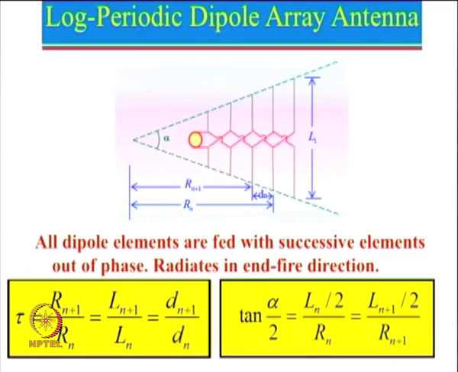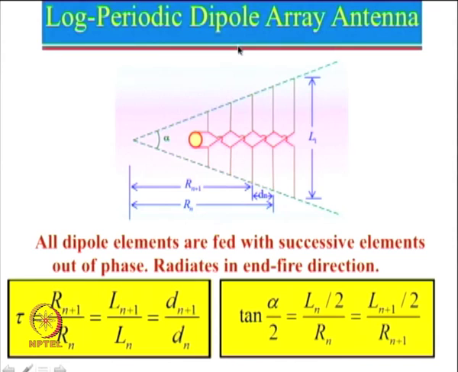So let us start with the log periodic antenna. This configuration here shows a log periodic dipole array antenna. Instead of dipole elements, many other variations have also been used, but this is one of the most popular ones.